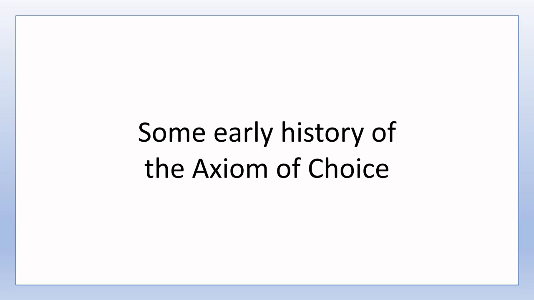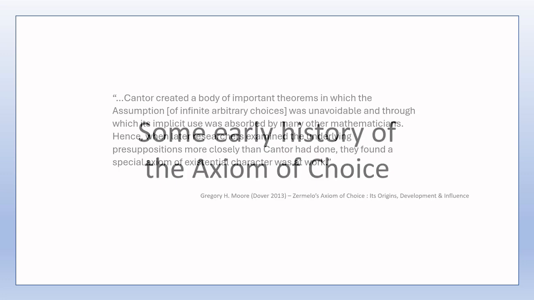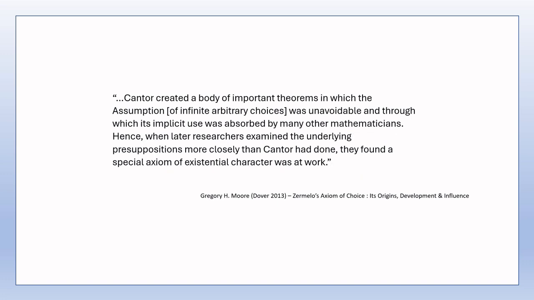Evidently, many of the mathematicians using this technique, infinite arbitrary selections or choices, were completely oblivious to this, in inverted commas, new principle. And it was other mathematicians, such as Peano, reading these proofs who started to notice something different going on, but at the time were unable to properly identify and formulate what seemed to be happening. In Moore we read, "Cantor created a body of important theorems in which the assumption of infinite arbitrary choices was unavoidable, and through which its implicit use was absorbed by many other mathematicians. Hence, when later researchers examined the underlying presuppositions more closely than Cantor had done, they found a special axiom of existential character was at work."